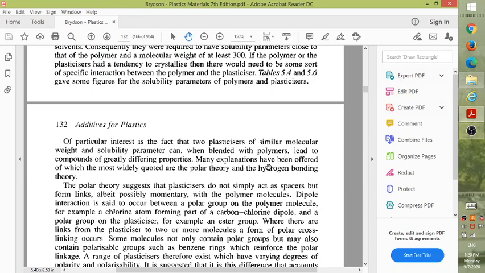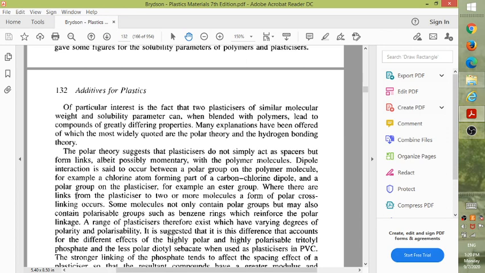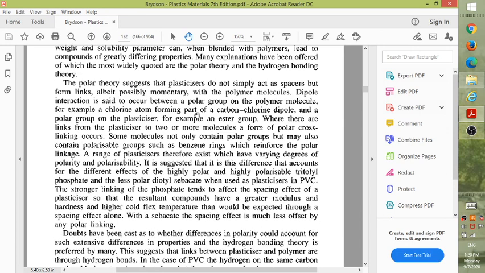Differing properties. Many explanations have been offered, of which the most widely quoted are the polar theory and the hydrogen bonding theory. So let us see what these two theories are. The polar theory suggests that plasticizers do not simply act as spacers, but form links, albeit possibly momentary, with the polymer molecules. So for a moment they form links between the polymer molecules and do not just act as spacers.